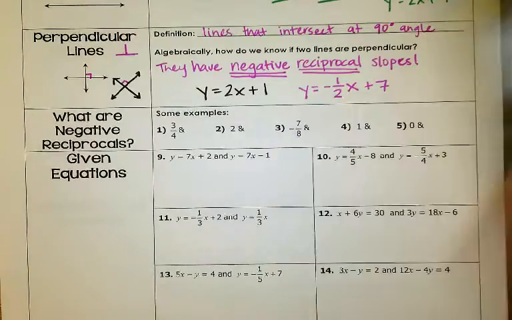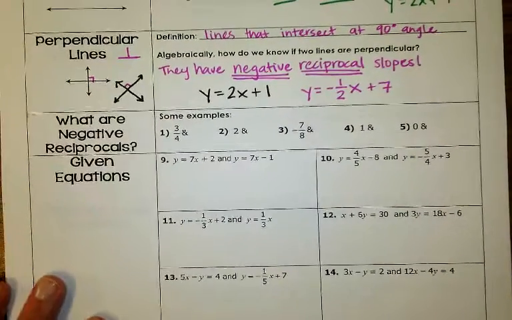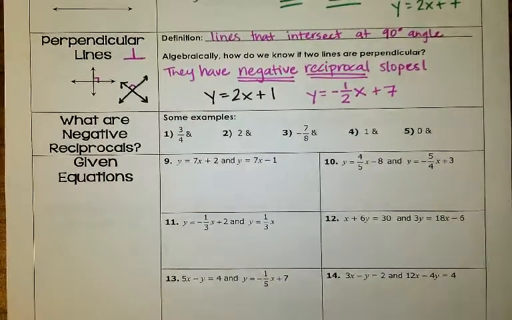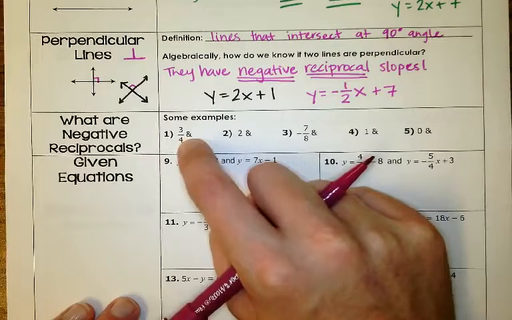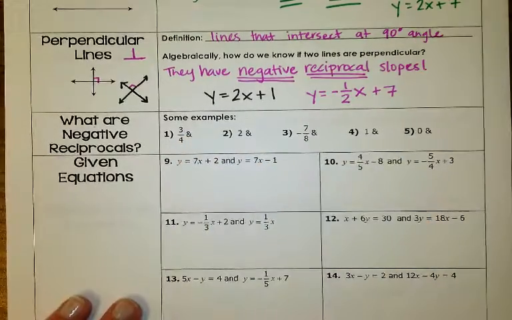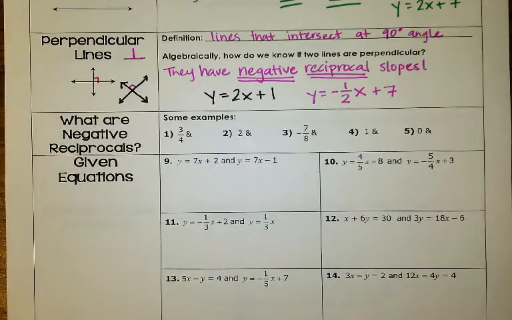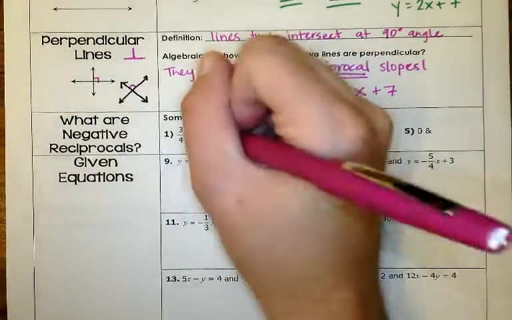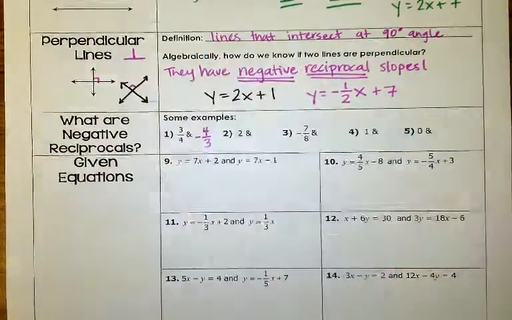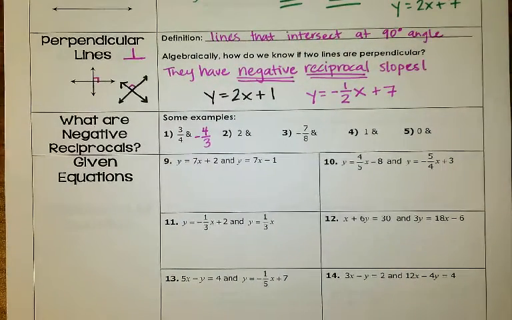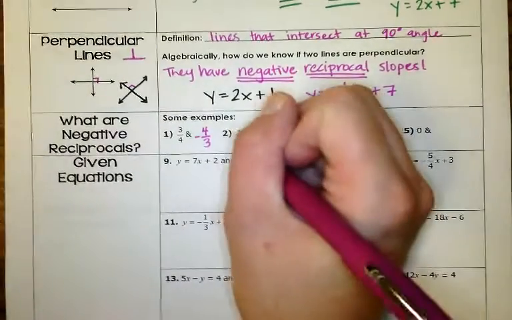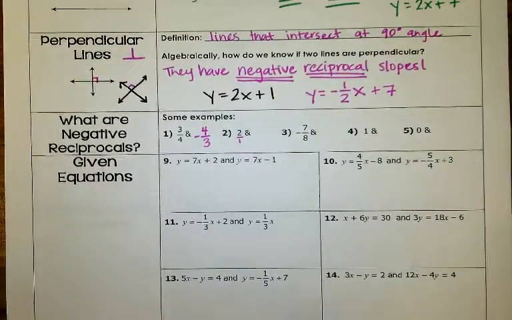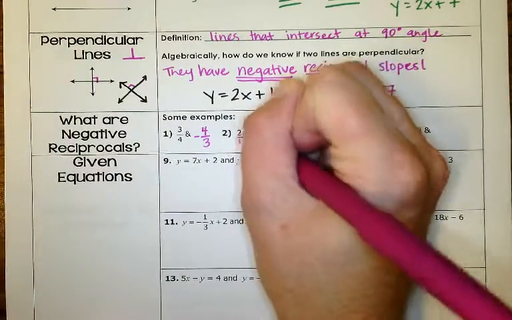Okay. Now, let's talk about negative reciprocals. How can we actually find a negative reciprocal? Well, guys, let me give you an example here. If my slope is 3/4 and I want a negative reciprocal, then I would flip my fraction, so that would become 4/3, and make it negative. Negative 4/3. Okay? What about number 2 here? What do I need to do? If I need to flip my fraction, that becomes negative 1/2.